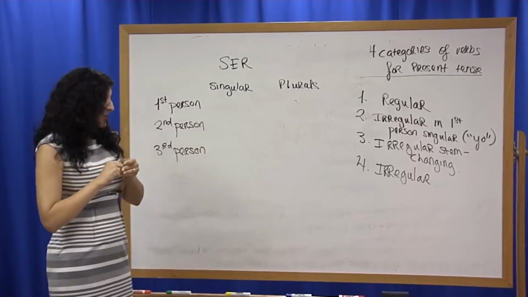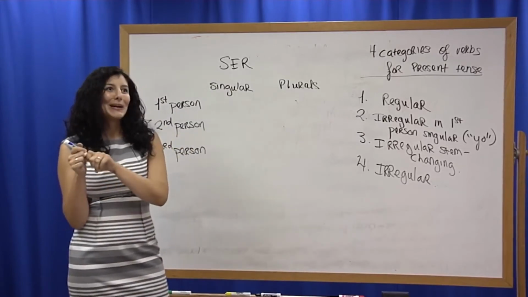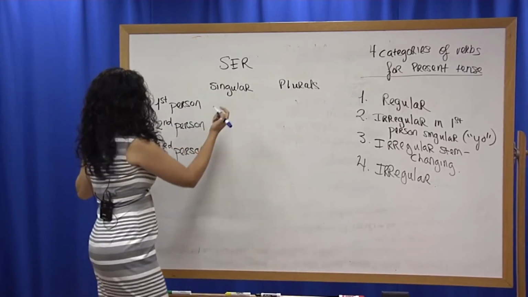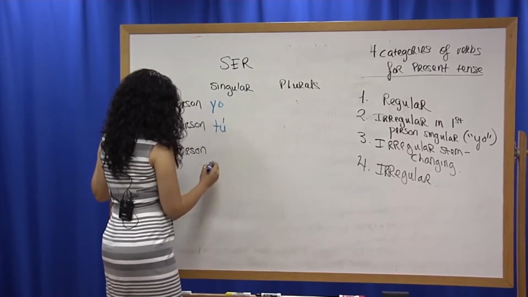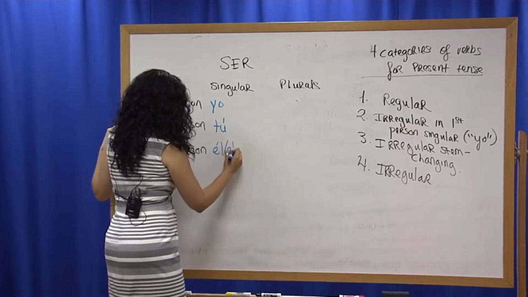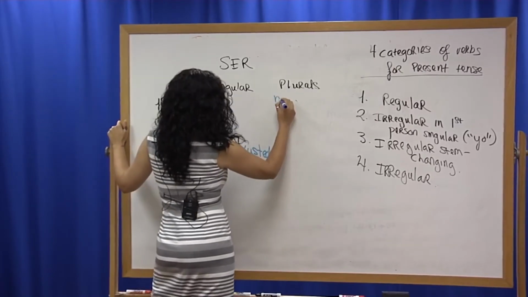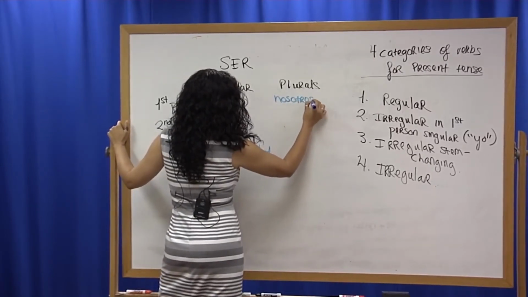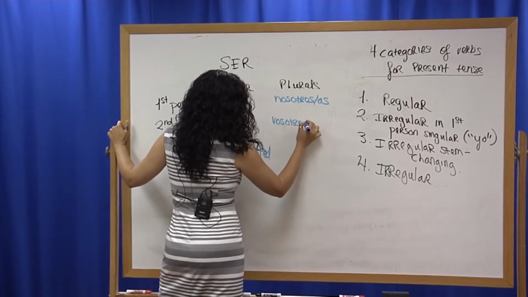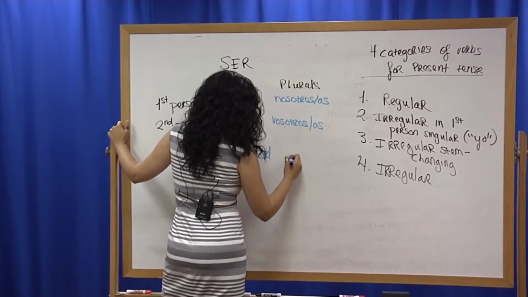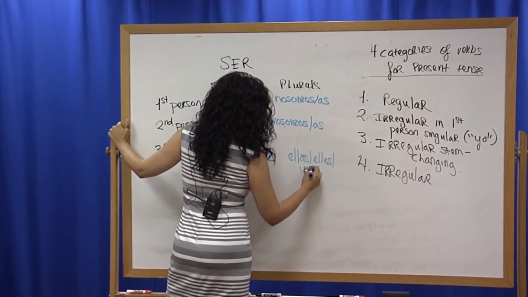I'm sure that you remember exactly what pronoun goes with each, so I don't even have to tell you, but I'm going to write them down just so that we can visualize it. So each personal pronoun will go here. We have yo, tú, él, ella, usted, nosotros, or nosotras, vosotros, or vosotras. And then we have ellos, ellas, and ustedes.